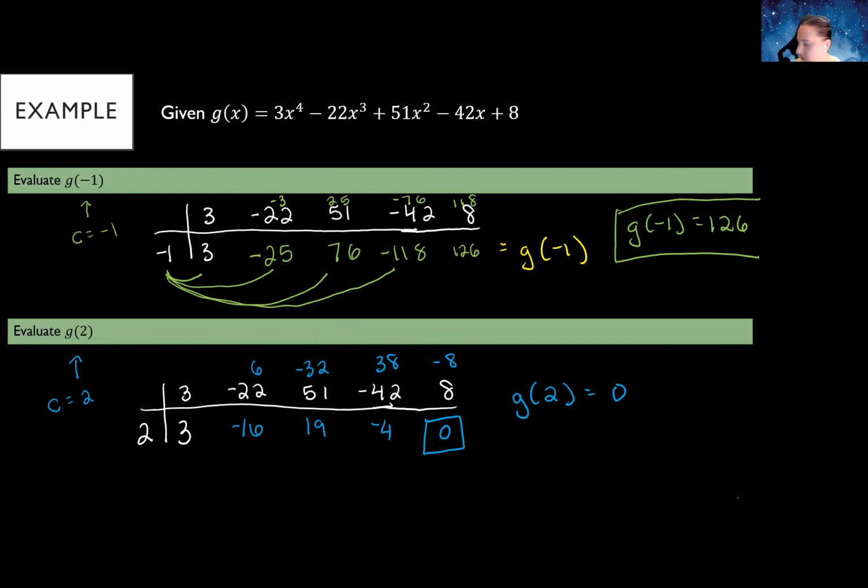So you're just basically on your calculator taking 3 times 2 minus 22. Take that answer times 2 plus 51. Take that answer times 2 minus 42. You could just keep doing it in your calculator. The nice thing is you hit enter, then you just multiply by 2, add the next number, and you just keep doing that until you get to the end. And so that tells us the function value for g of 2 is equal to 0.